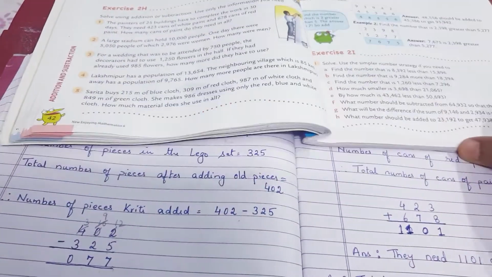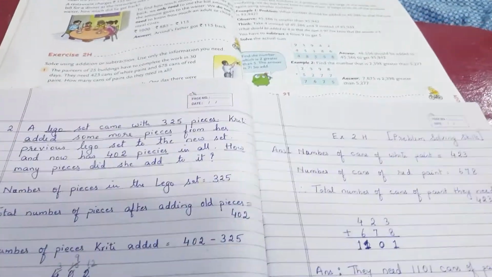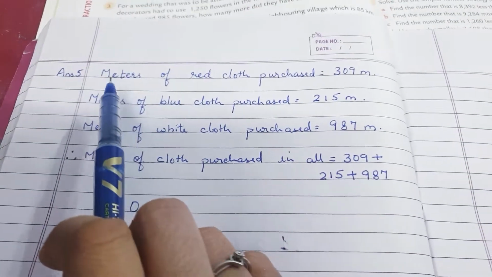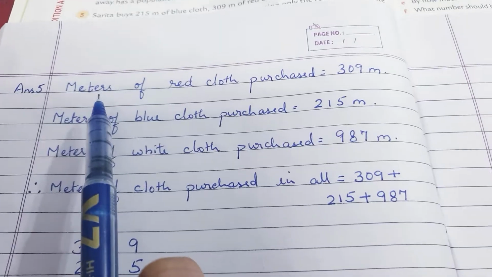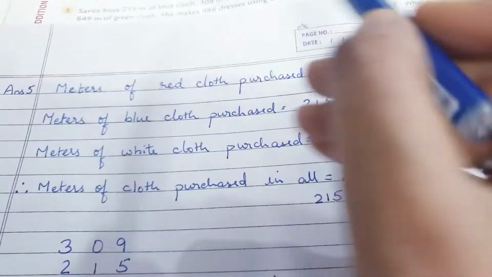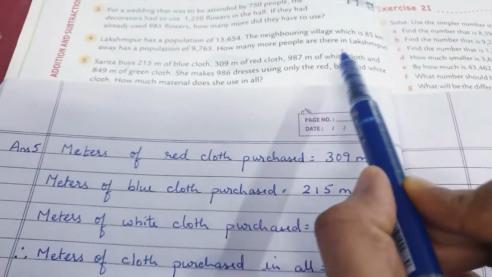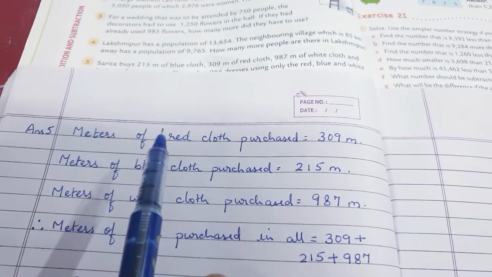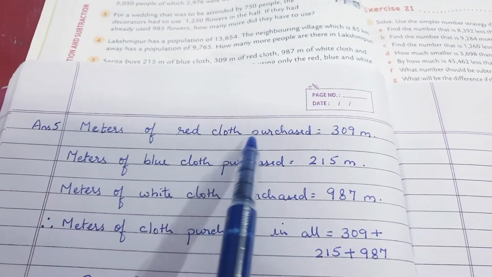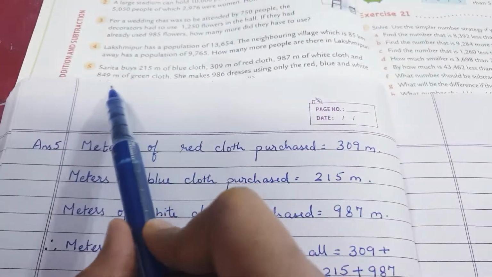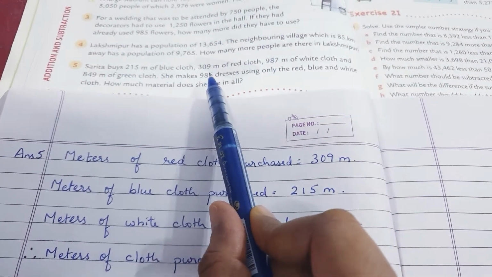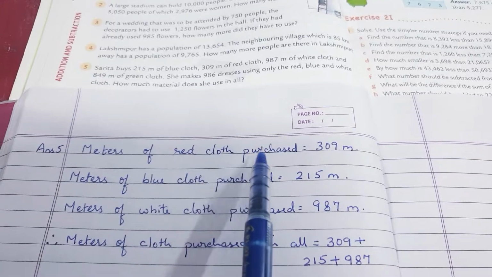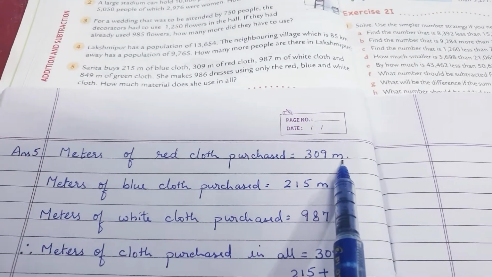So for this question also we will write statements. So I have already solved it here. Let us see. The first information is Sarita bought, she uses red, blue and white cloth. So first we will find out how many meters of red cloth she uses. Meters of red cloth she purchased. So here it is Sarita buys this much cloth. So she purchased 309 meters of red cloth. So here we write meters of red cloth she purchased is equal to 309 meters.